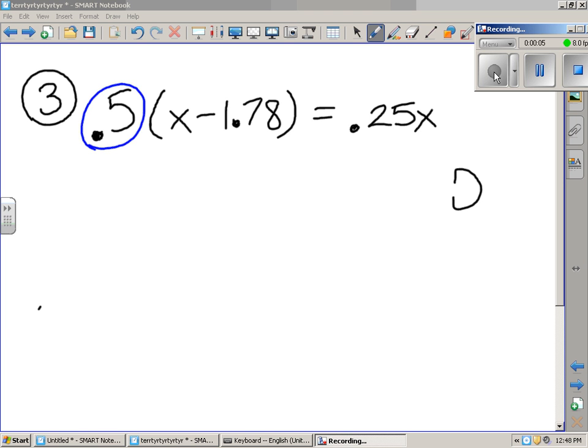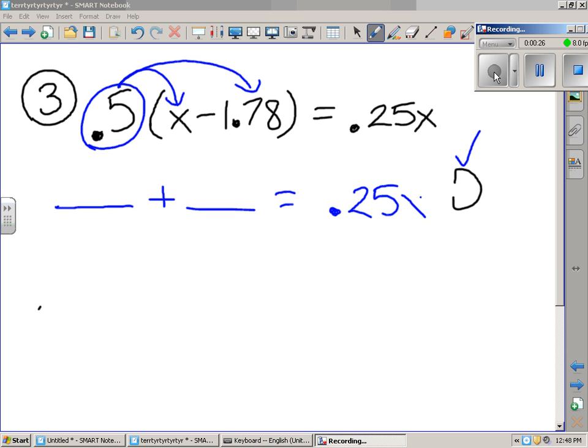For this problem number 3, we're going to take the 0.5 and multiply it through to both the x and the negative 1.78. So this is going to take care of the distributive property. So we're going to have a blank plus a blank is equal to 0.25, and make sure that you don't drop any of those decimals.